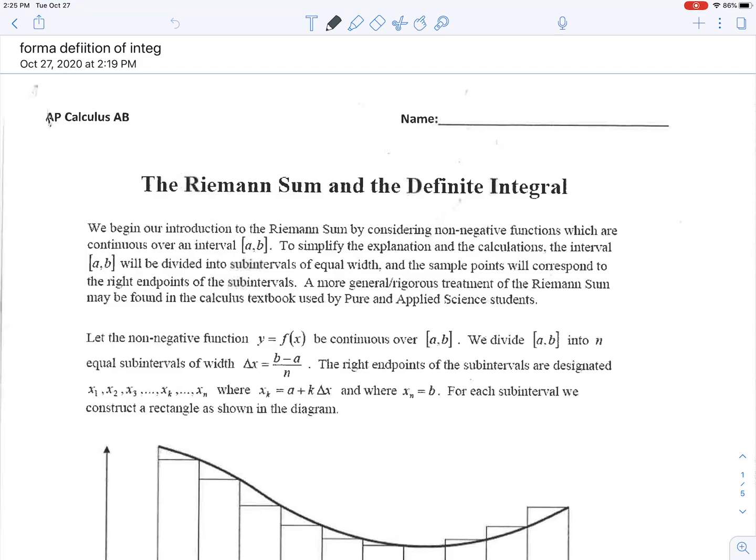In this video, we're going to look at what we call the formal definition of integrals. And we're going to represent that formal definition using a Riemann sum and limits.